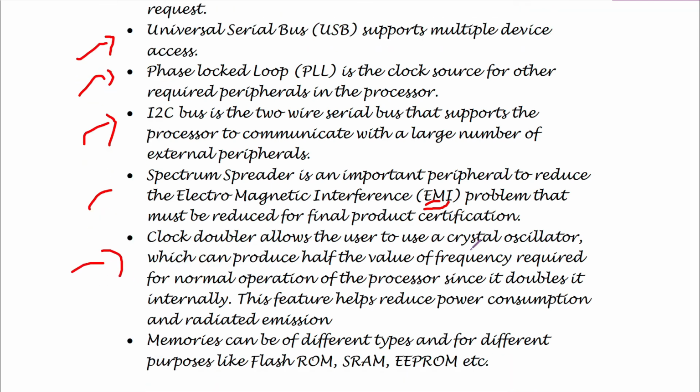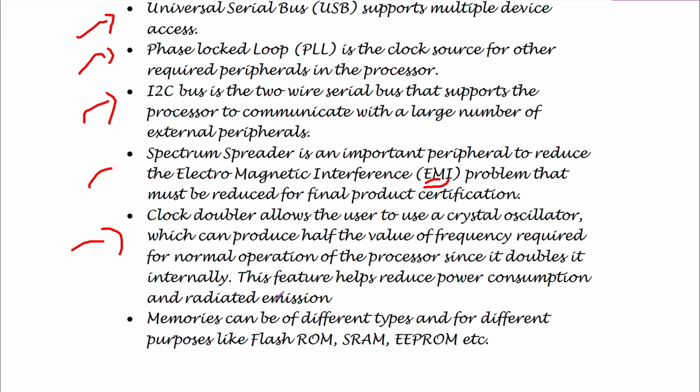Clock doubler allows the user to use a crystal oscillator which can produce half the value of frequency required for normal operation, since it doubles it internally. This feature helps in reducing power consumption and radiated emission.